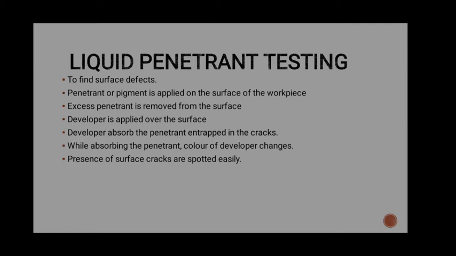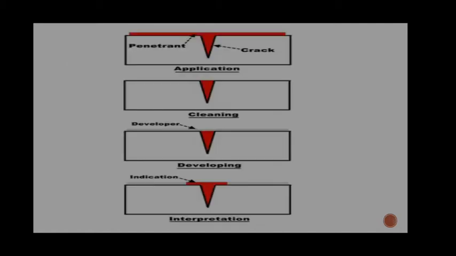A light coating of a powder known as developer is applied over the surface of the workpiece, and the function of the powder is to absorb the penetrant and trap in the cracks. While absorbing the penetrant, color of the developer changes, and due to this color change, the presence of surface crack can be easily spotted. This figure shows the procedure of liquid penetrant test.